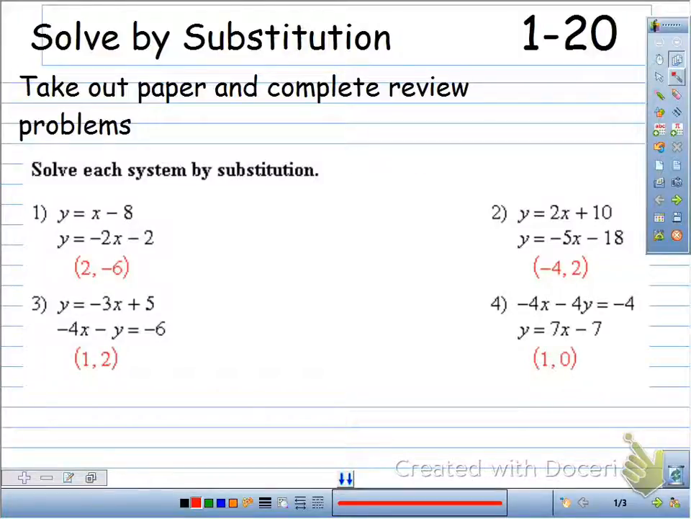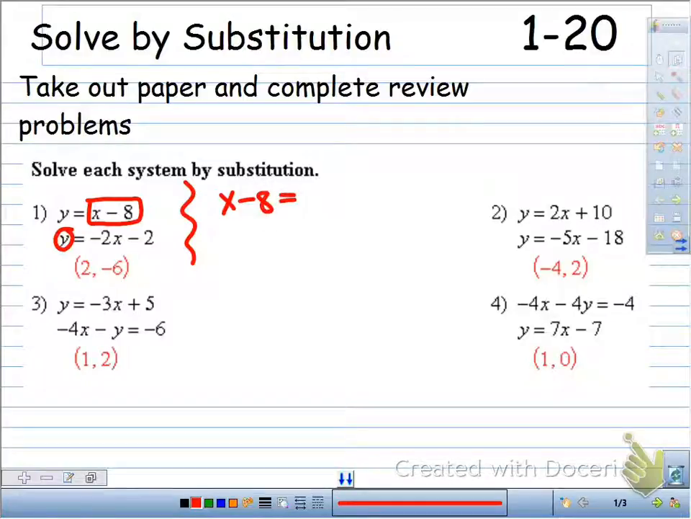All right, let's go ahead and take a look here. Start with number 1. Now, 5 of the 10 problems we're going to have on the power assignment are going to be similar to number 1. And this one has both of them solved. It says y equals. So I'm going to remove the y in that equation, and I'm going to rewrite this. So it's going to be x minus 8 equals negative 2x minus 2. That's the equation I'm going to solve.